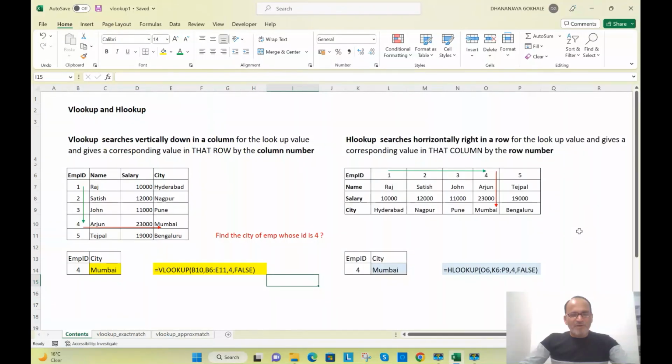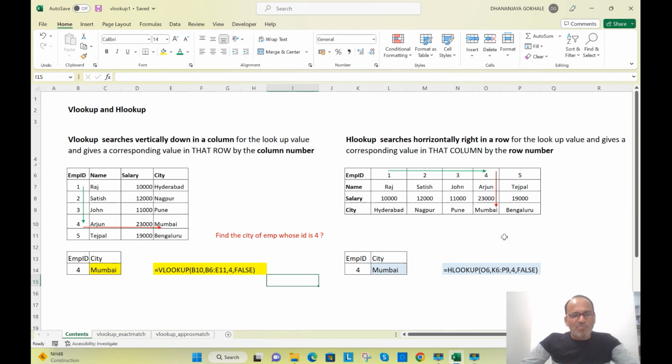Hi, in this video, we are going to take a look at two most commonly used formulas. One is VLOOKUP and the other is HLOOKUP. Mostly it is VLOOKUP which is used. HLOOKUP is exactly the same. VLOOKUP stands for vertical lookup and HLOOKUP stands for horizontal lookup.